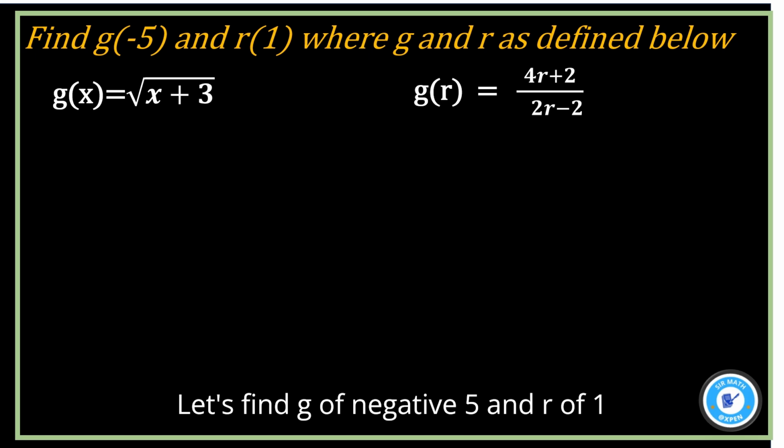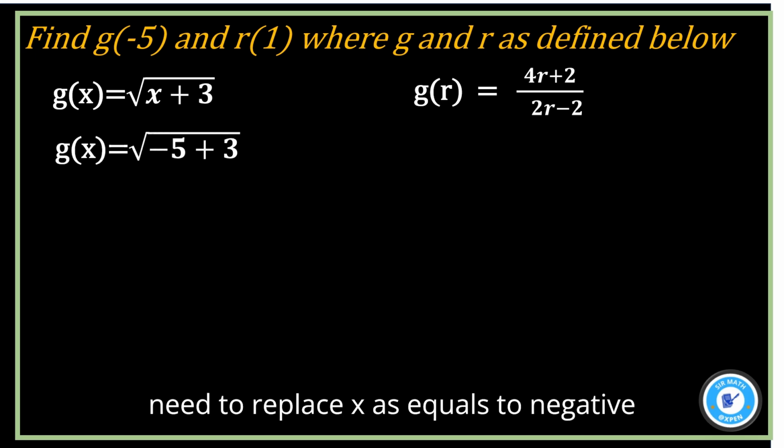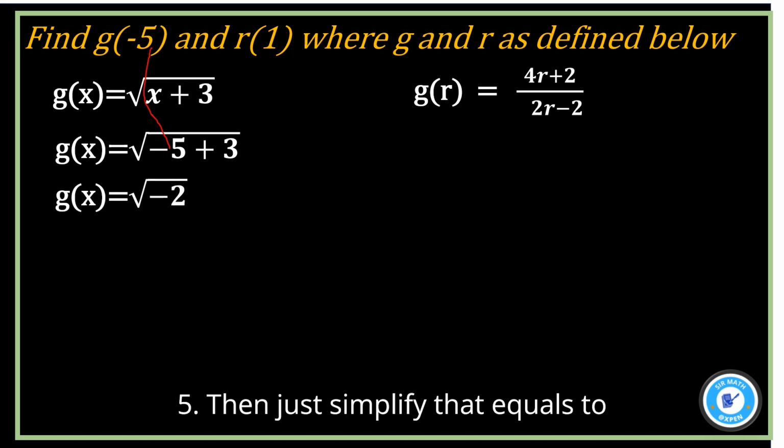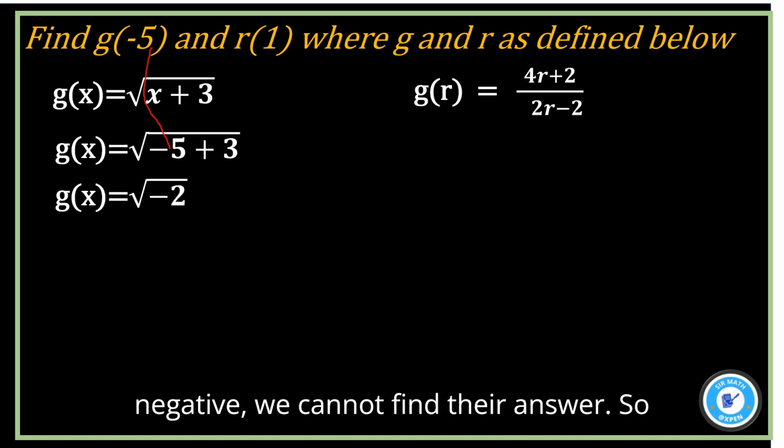Let's find g of negative 5 and r of 1 where g and r are as defined below. So we need to replace x as equals to negative 5. Then just simplify, that's equals to negative 2. Since the given answer is negative, we cannot find their answer. So that would be your final answer.